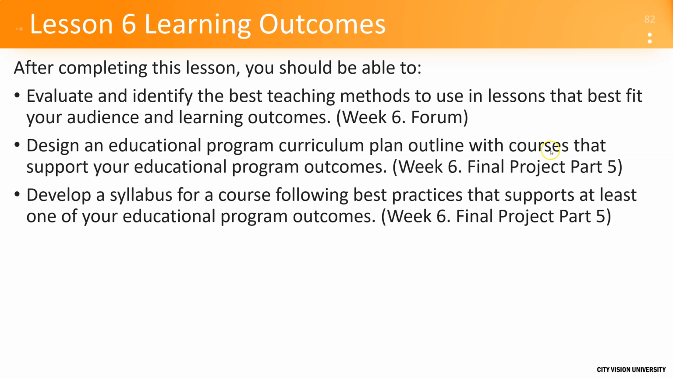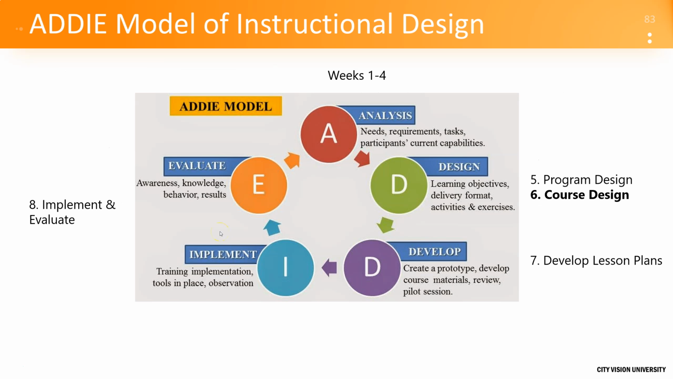Then the second part is you're going to develop an educational program curriculum plan outline. So this is going to be multiple courses that support your educational program outcomes, and that's in your final project, part 5. Then you're going to develop a syllabus for a course following the best practices that support at least one of your educational program outcomes. So that's the final project, part 5, a second part of that.